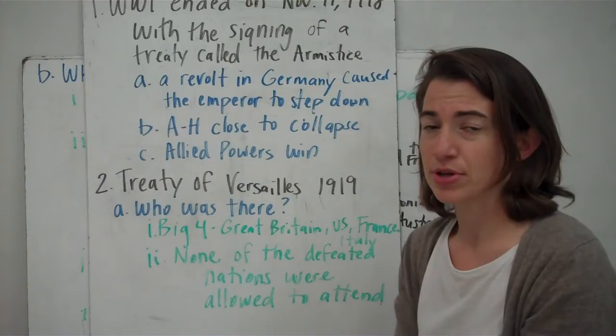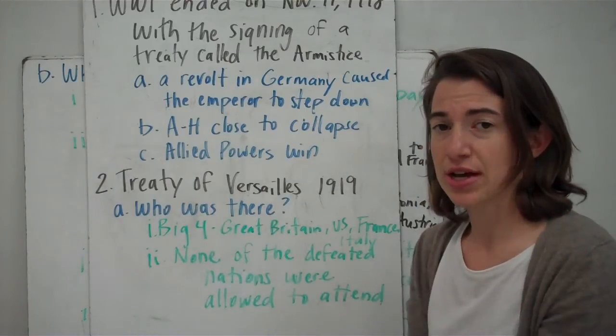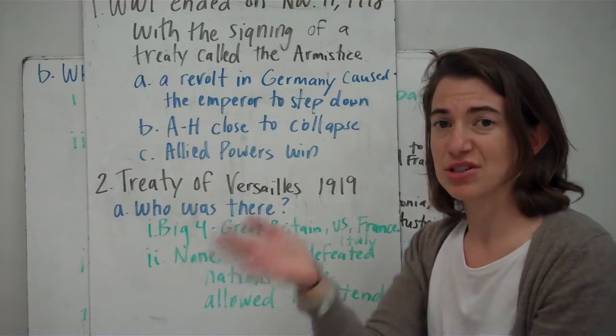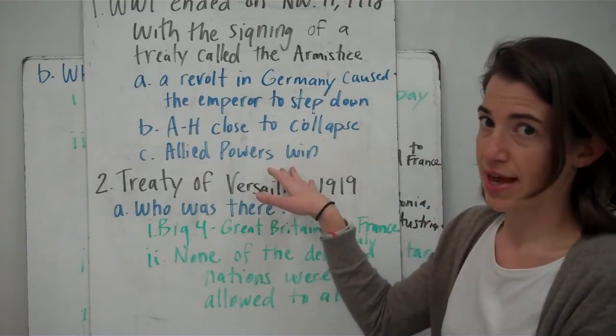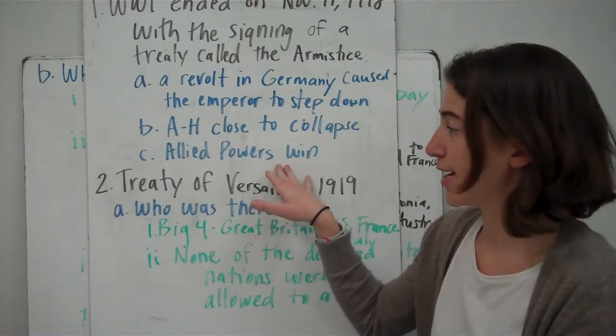We looked at the two alliances. So the Triple Entente: Great Britain, France, and Russia. Russia leaves, but they are the winners in the end. And the U.S. is also on the Allied side.